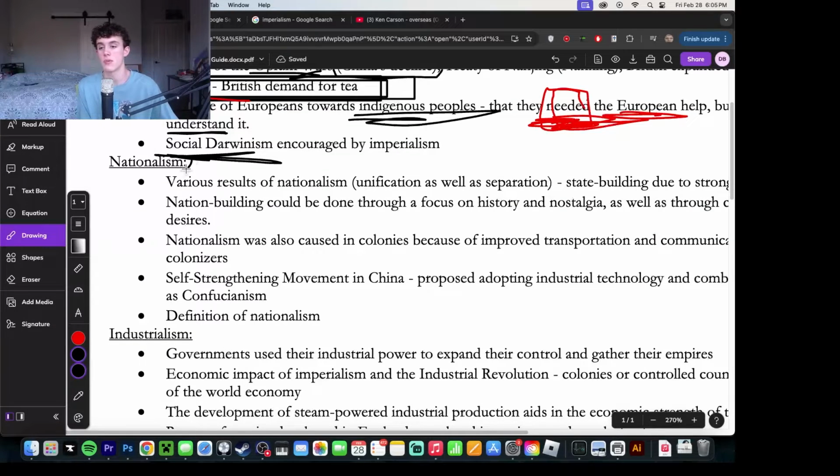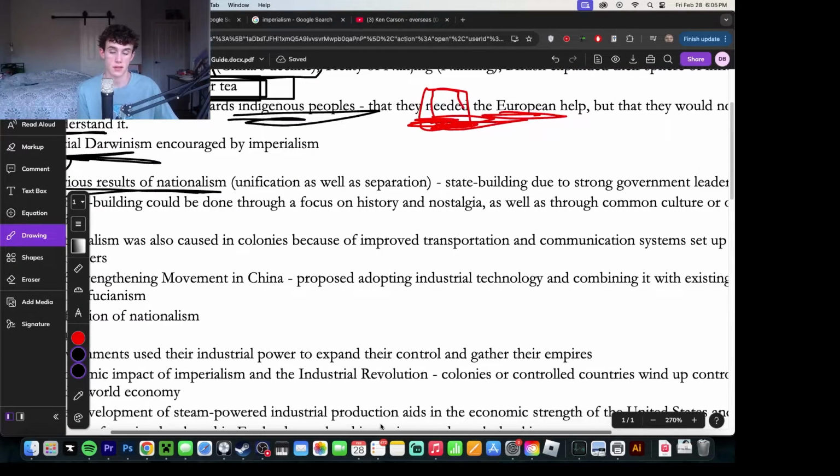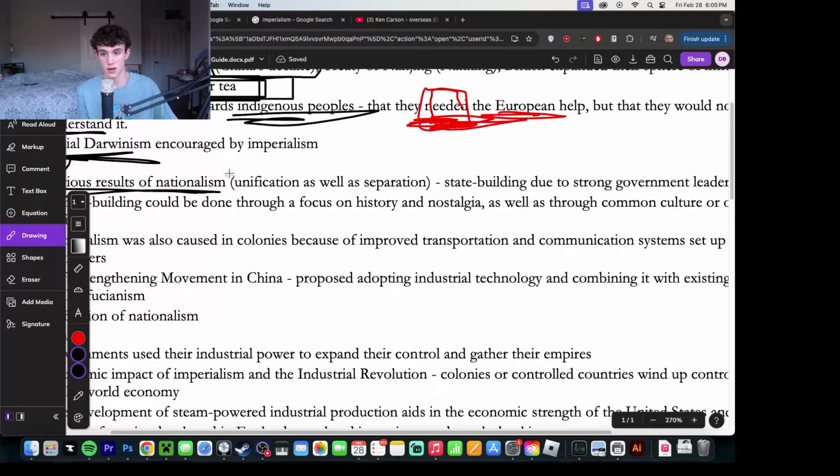So nationalism is when you have a big sense of pride in your own country, which I think people should have to a degree. But as you can see, there are various results. Results are going to end up varying in something like this. The main thing is unification as well as separation.